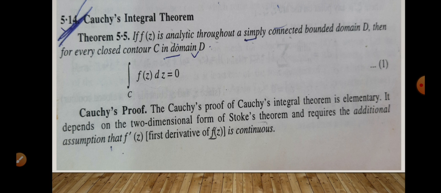So, what is the statement and the proof? If f(z) is analytic throughout a simply connected bounded domain D, then for every closed contour C in domain D, we will have the integral over C of f(z) dz equals 0. Now, we will have the proof of this statement.